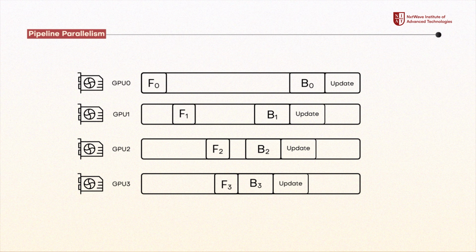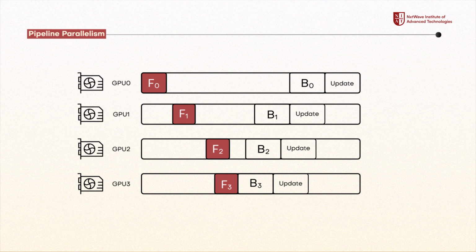So what happens here? GPU 0 starts the processing by applying layers 1 through 3 on the input. Once it's done, it passes the activations to GPU 1, which does its own job, and so on and so forth until GPU 3 completes the full processing of the transformer layers.